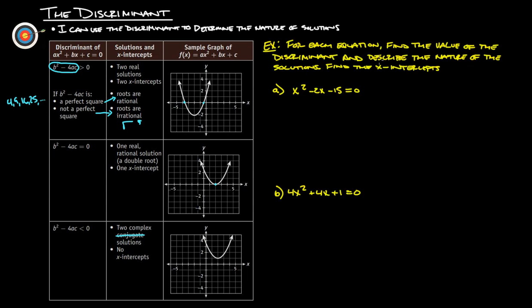Okay, so for each equation, find the value of the discriminant and describe the nature of solutions, and then find the x-intercepts. All right, so on this one here, we've got everything in quadratic form, so we're all good. Remember to use the b squared minus 4ac. That's our discriminant, right?